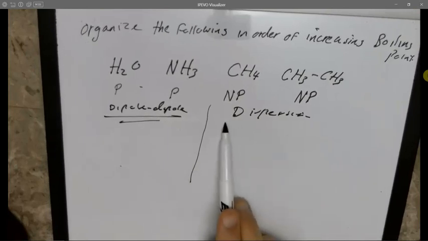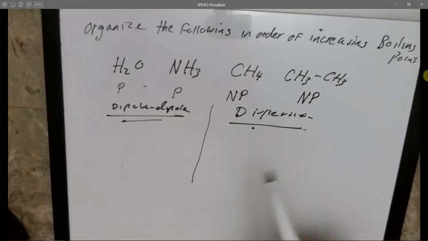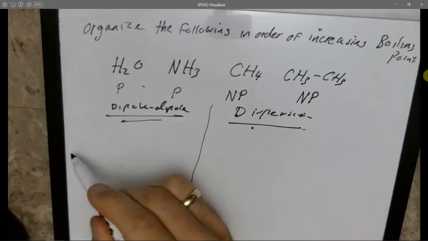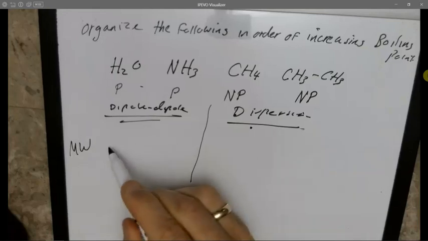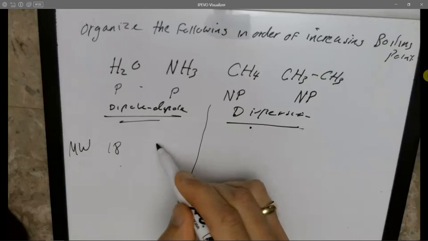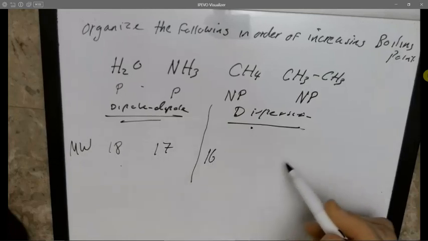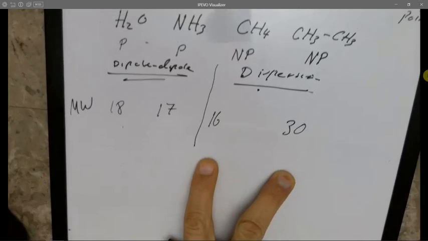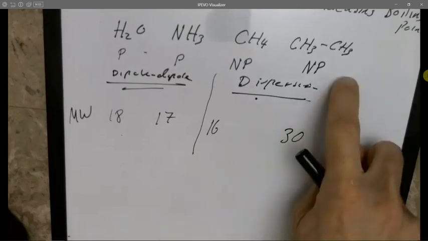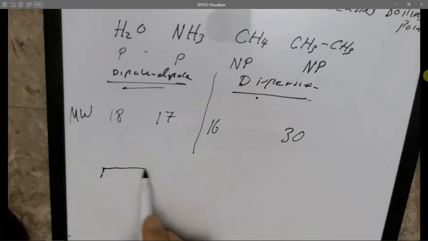Okay. So how do I determine, within each pair, which one is stronger? It's the higher molecular weight. So let me just get the molecular weights real quick here. The molecular weight for water is 18. For ammonia, it's about 17. For methane, it's 16. And for ethane, it should be 30. Okay. So I'm going to compare these two. Which one is stronger? This one is stronger. So methane is going to be the weakest. So I'm going to do this here. This is going to be the final answer.